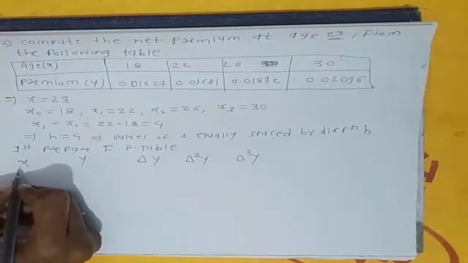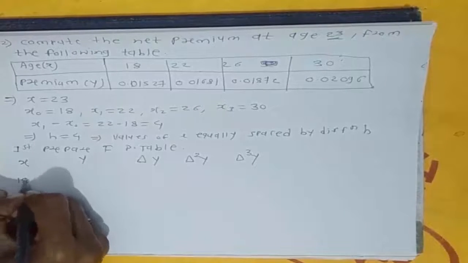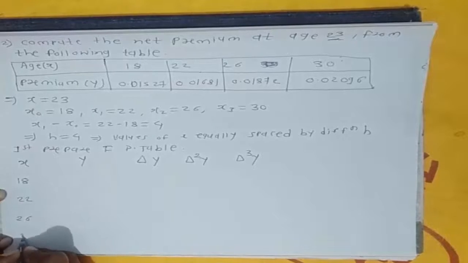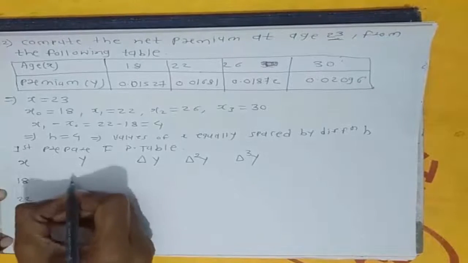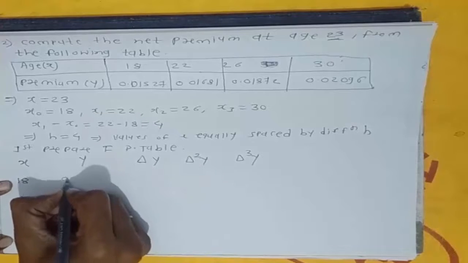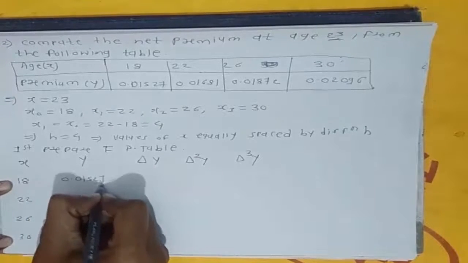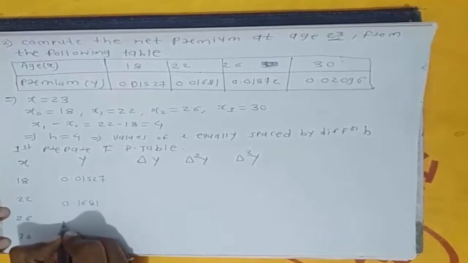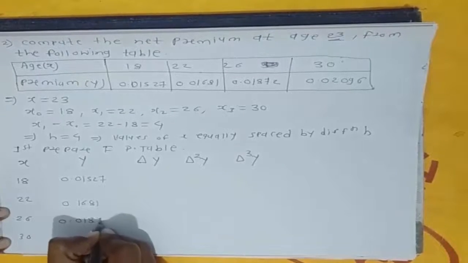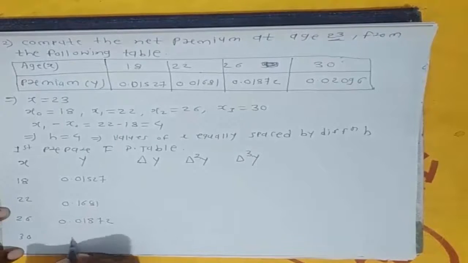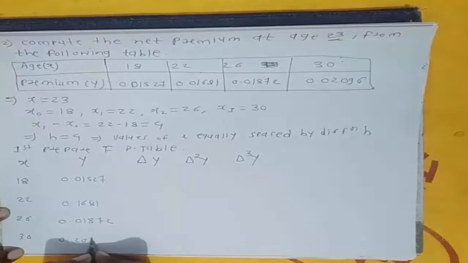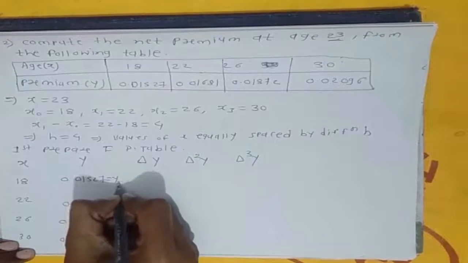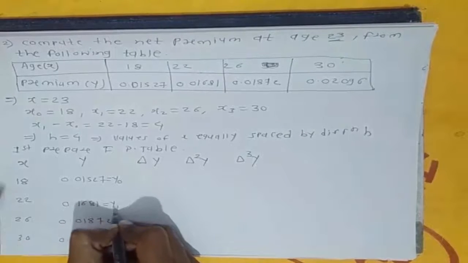Okay, so here the values of x will be 18, 22, 26 and 30. At those points, the values of y will be 0.01527, 0.1681, 0.01872 and 0.2096. Okay, so first, to prepare the forward difference table, we take it as y0, y1, y2 and y3, corresponding to x0, x1, x2, x3.